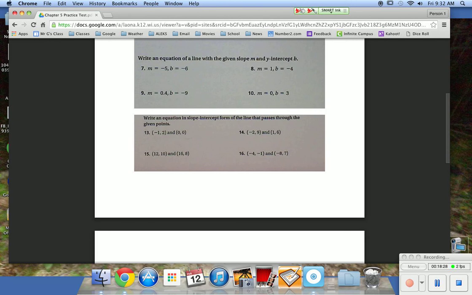Cora, number 9. M equals 0.4, b equals -9. What's my equation? 0.4x - 9. See how we did that? All right.